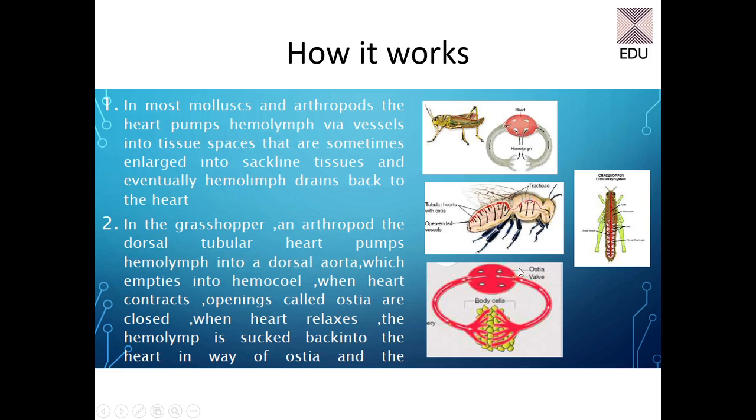So these are called the ostia. Ostia are the open spaces. From these spaces, the hemolymph re-enters the heart. The heart again pumps the blood. So this is the course of circulation in case of insects.